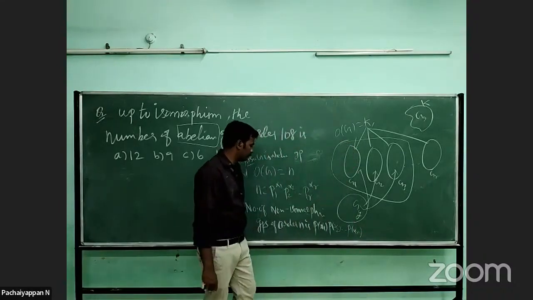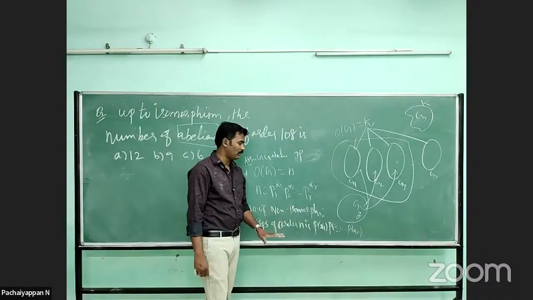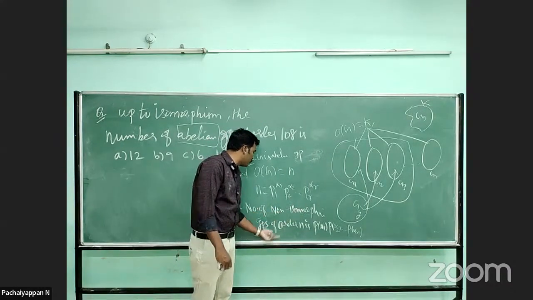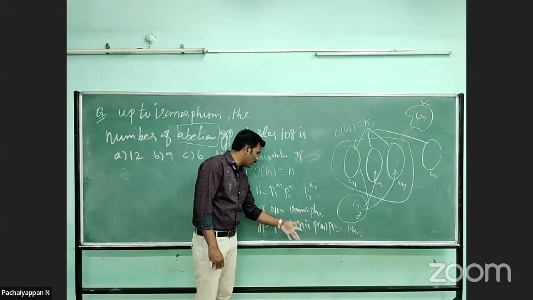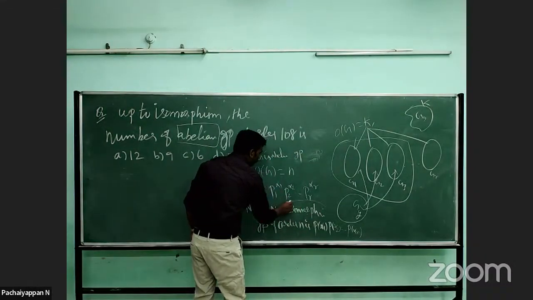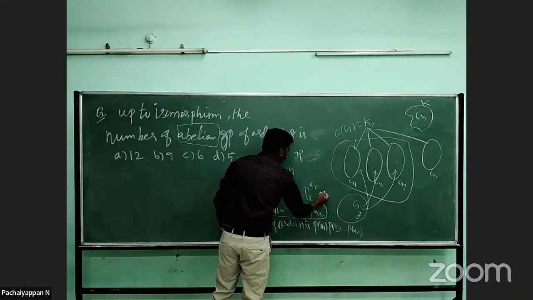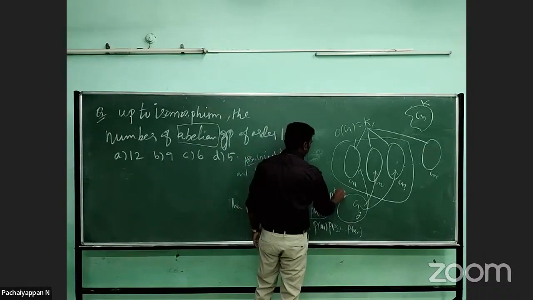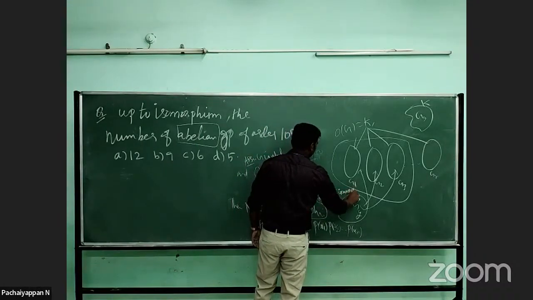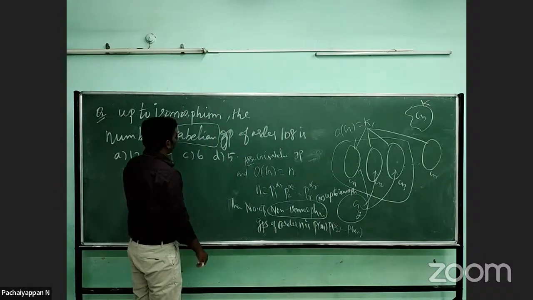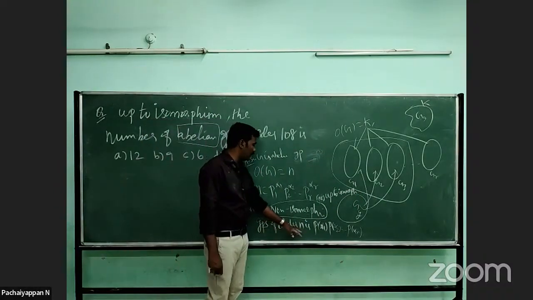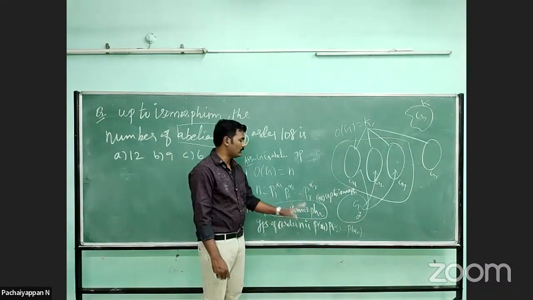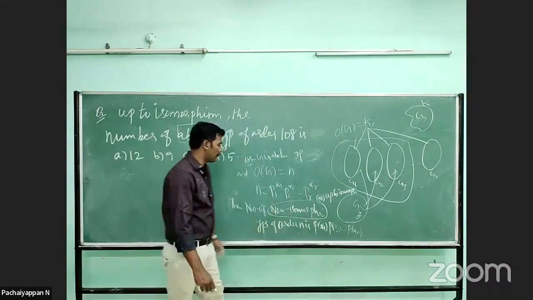Take the product. Now the question is, what is P of alpha 1 meaning? What is P of alpha 2, and so on. Instead of the number of non-isomorphic groups, they may ask the same thing, equivalently, up to isomorphism. So the number of non-isomorphic groups of order n is the product of P of alpha 1, P of alpha 2, and so on, P of alpha r. Now the question is, what is P of alpha?